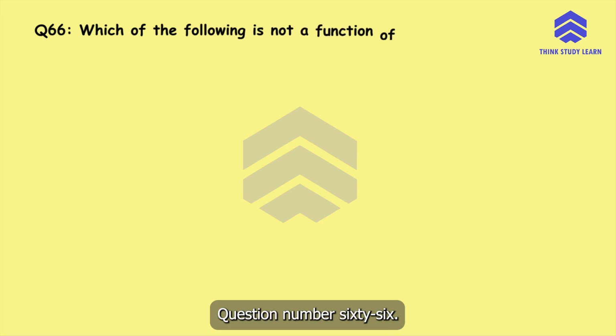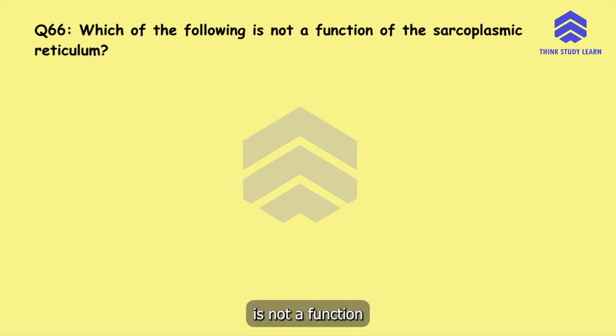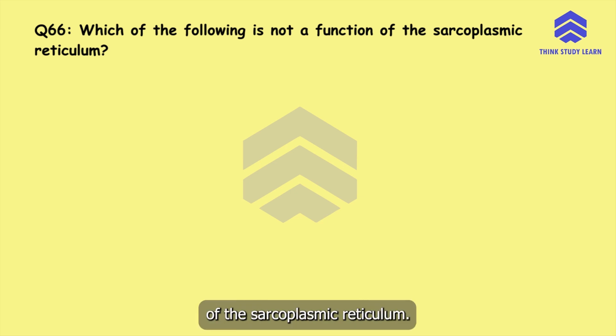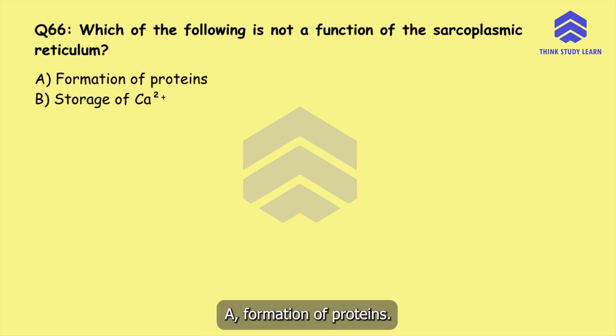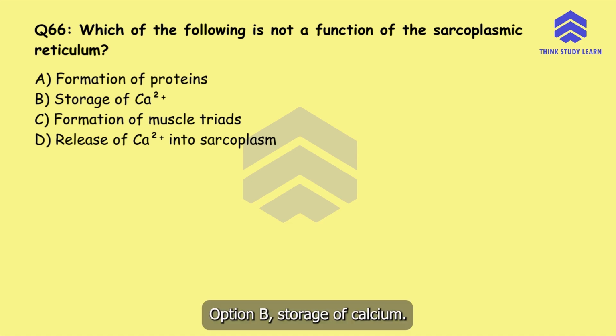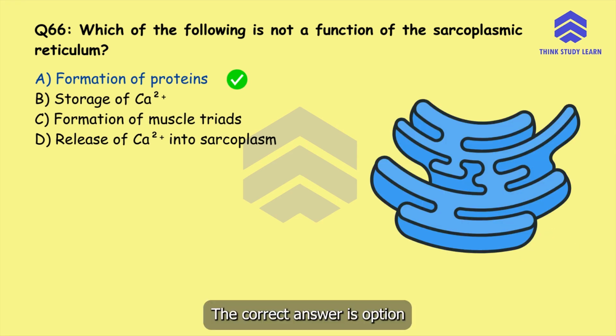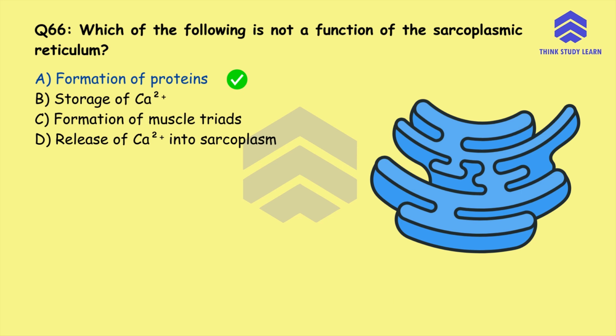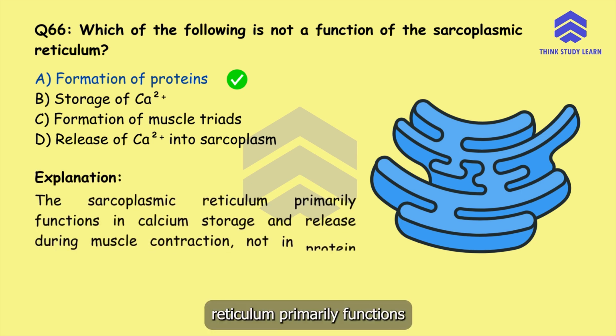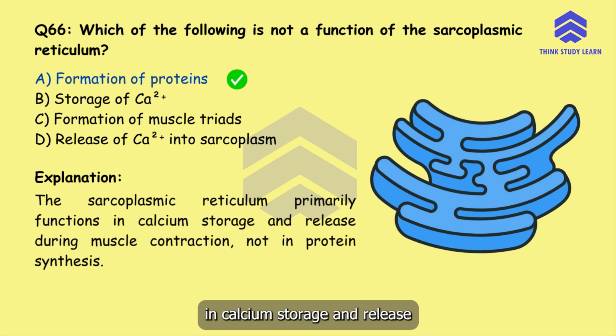Question number 66. Which of the following is not a function of the sarcoplasmic reticulum? Option A, formation of proteins. Option B, storage of calcium. Option C, formation of muscle triads. Or option D, release of calcium into sarcoplasm. The correct answer is option A, formation of proteins. The sarcoplasmic reticulum primarily functions in calcium storage and release during muscle contraction and not in protein synthesis.